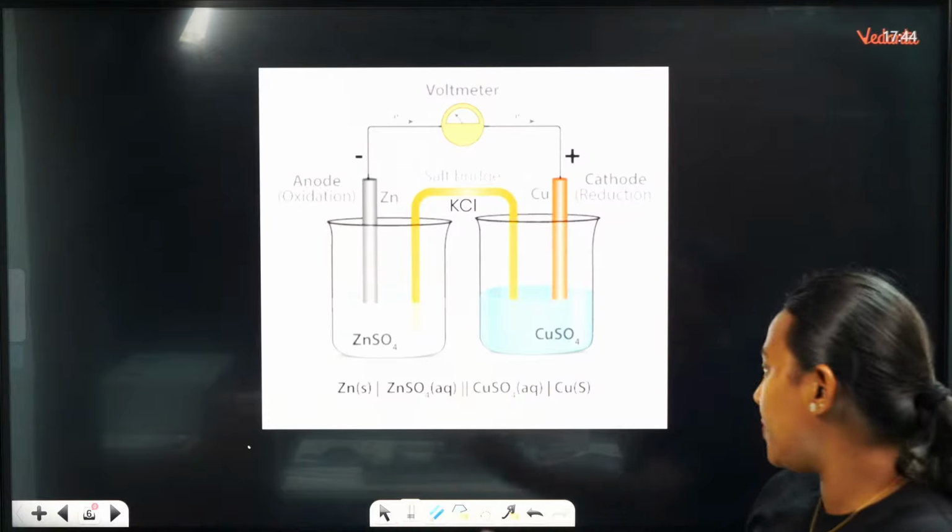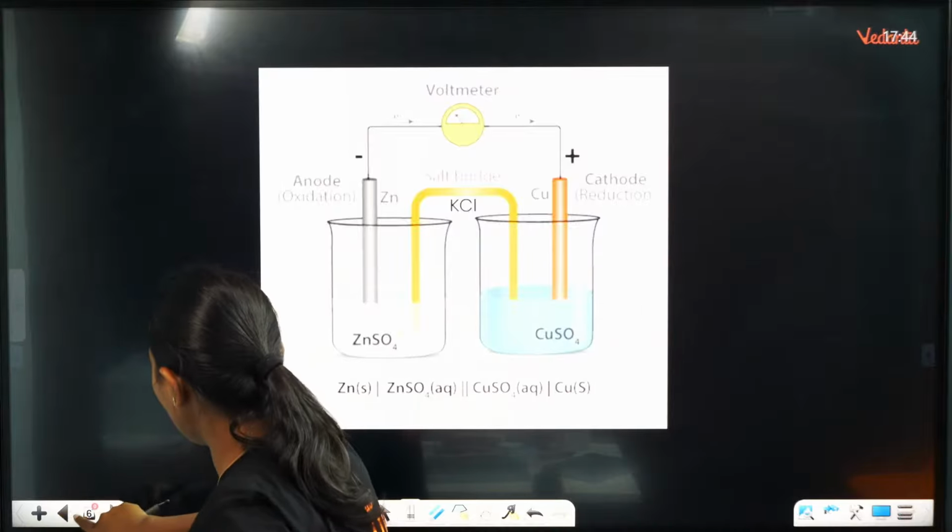The salt bridge is for maintaining neutrality. Okay. So here I will draw the structure.